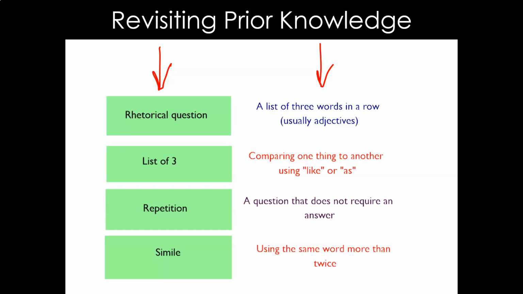Okay, so a rhetorical question, we can match that to a question that does not require an answer. A list of 3. These are a list of 3 words in a row, usually adjectives. Repetition, that is using the same word more than once or twice. And simile, that is comparing one thing to another using the words like or as.